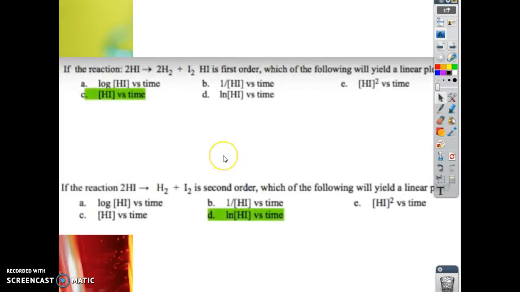Ignore the highlights here. Those are actually not the correct answers. No idea why they're highlighted.